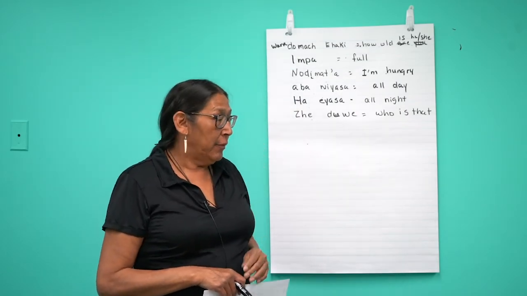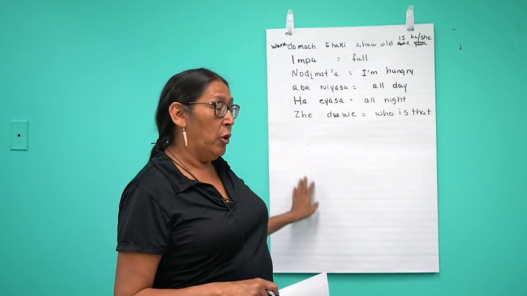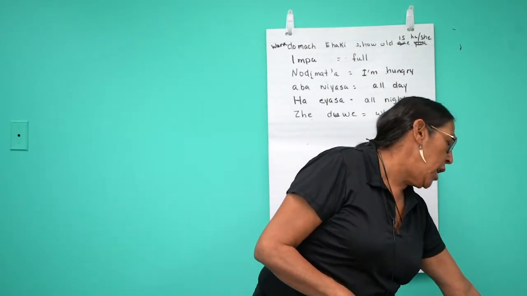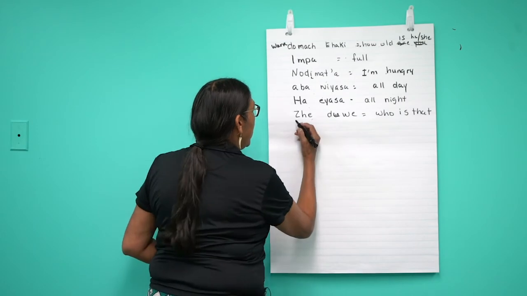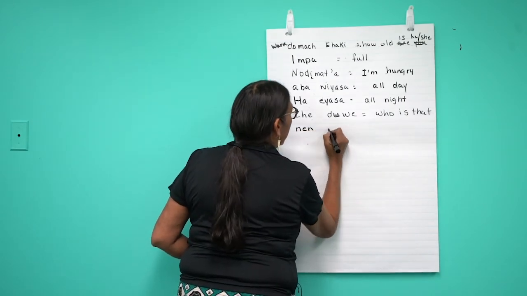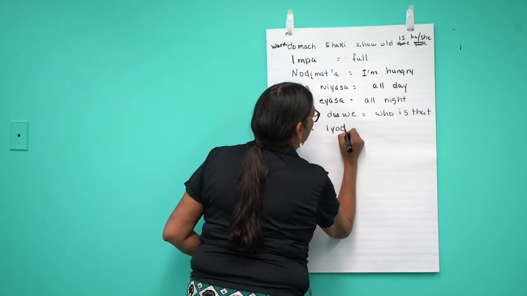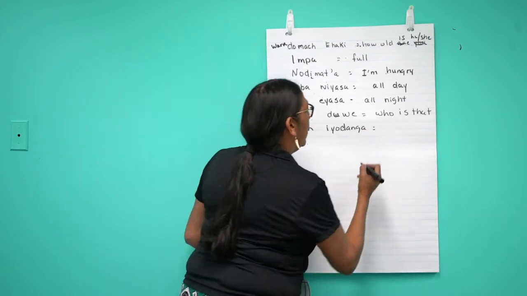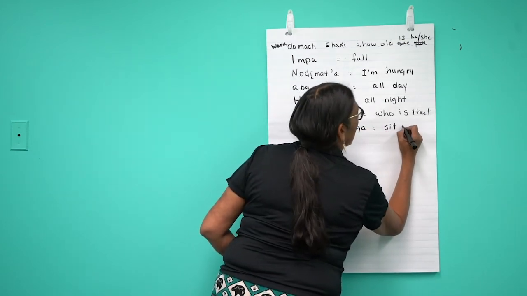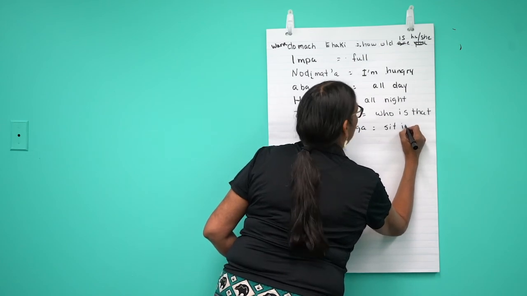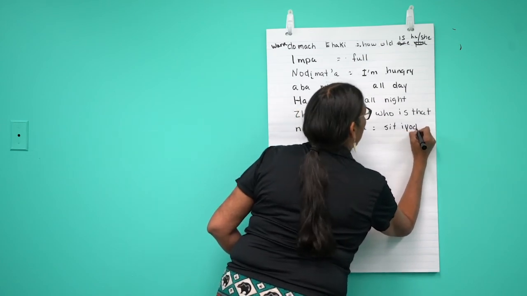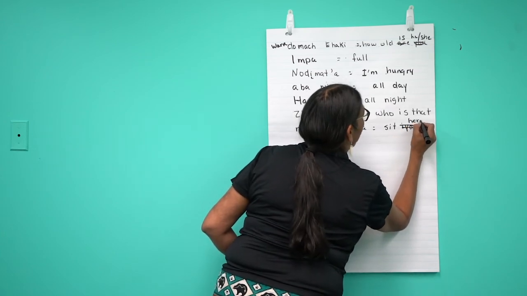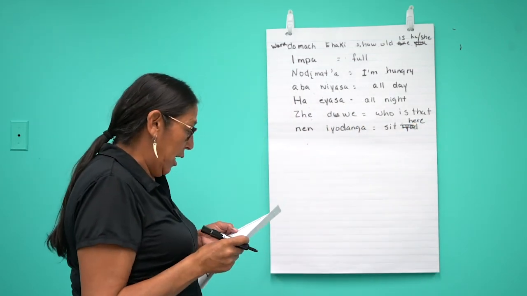And then another. These are just like random words. Nen iodung. That I'm telling you, none. Nen iodung. Come and sit here. Then you can tell me no. No, I'm not going to sit there. I'm going to go sit over here. Oh, sit here. I'm thinking about my words. Sit here. Nen iodung.